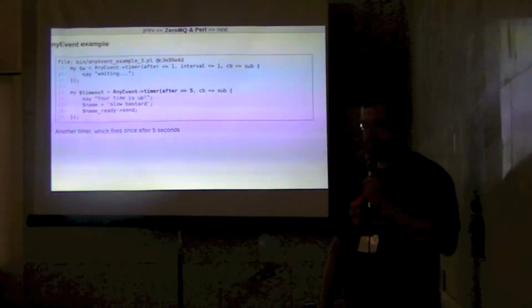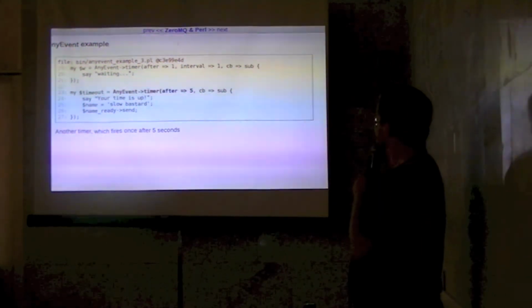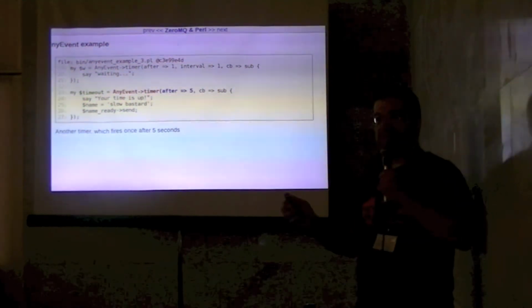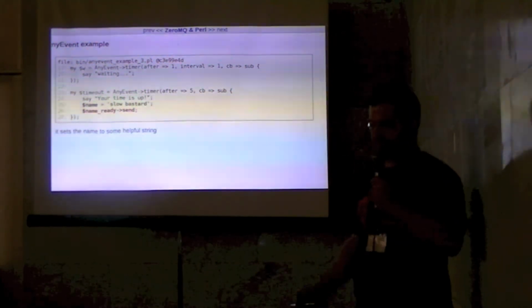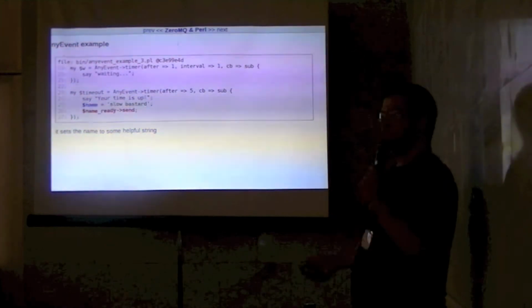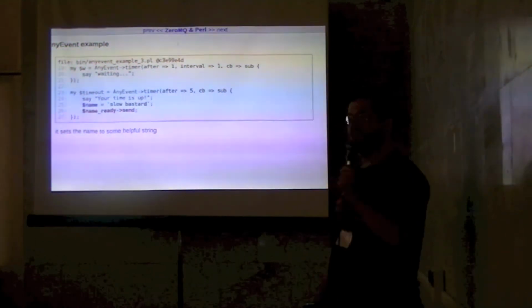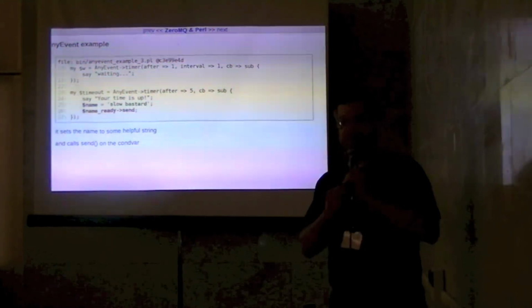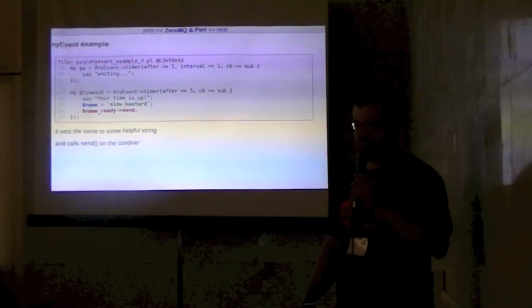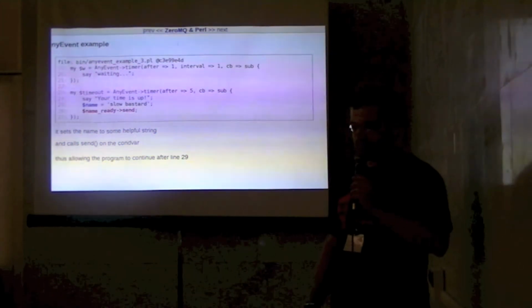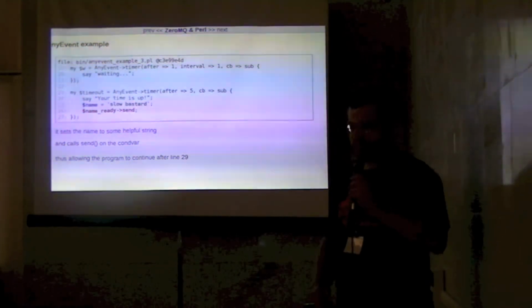That's another thing we can now do. We have another timer, which is after 5 seconds. We call it timeout, which basically says, okay, after 5 seconds your time is up, and we fall back to your default name and again fulfill the condition variable here. So we continue. So, yeah, that's just an example of doing AnyEvent programming.